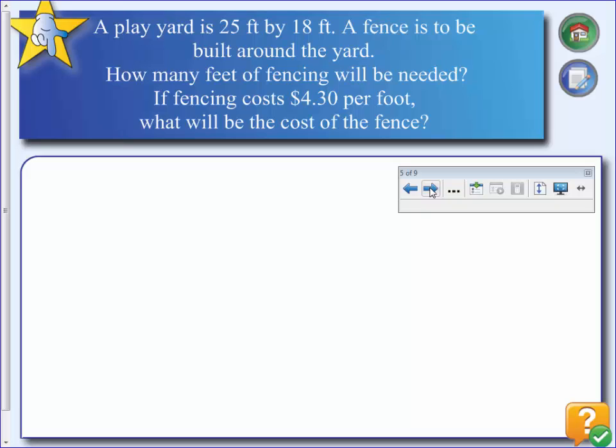All right, so this is the one that does not have a picture. So again, like Ms. White said, we're going to draw a picture to represent this. I want to read through the entire question first to make sure we understand what's being asked of us. So here we go. A play yard is 25 feet by 18 feet, so it must be talking about a rectangle. A fence is to be built around the yard. So if I'm looking at this word around the yard, I'm not talking about the space in between it. We must be talking about the perimeter.